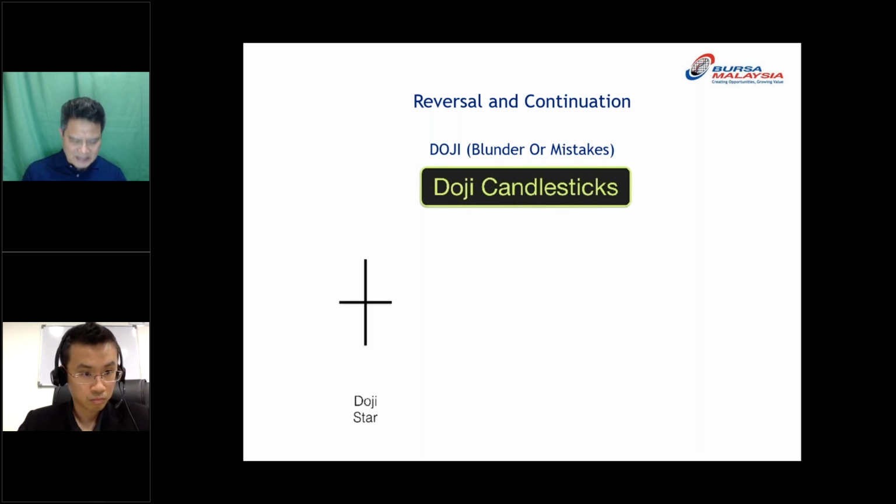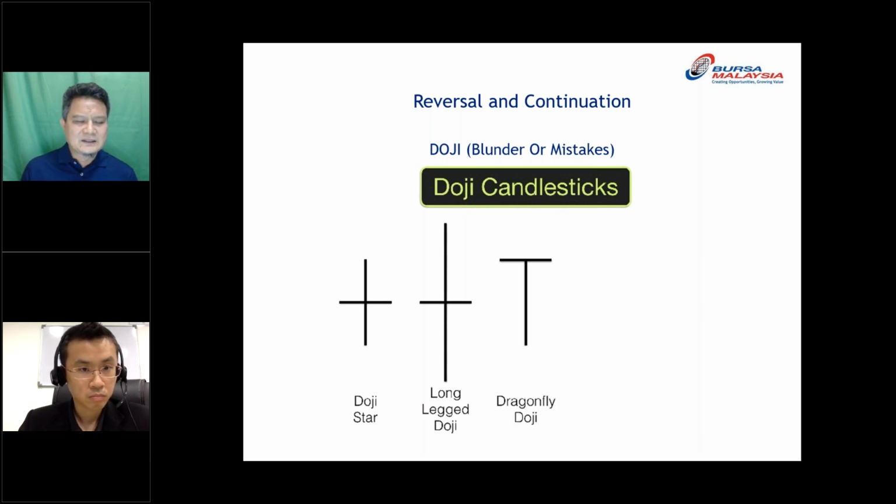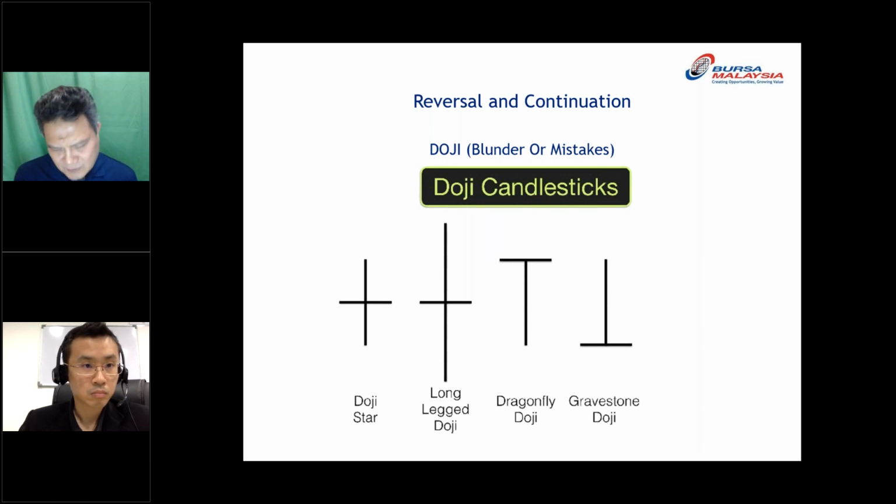One is what we call the doji star, where the high is highest and the low is not that low, but the close and open are the same. This is a long-legged doji, where the range from high to low is very huge. The third one is the dragonfly doji, because it looks like a dragonfly. And this is a gravestone doji, which looks like a gravestone: it opens, goes up, comes down, and closes at the same price as the open. The next one is the four price doji, where the open, high, low, and close are all the same price.